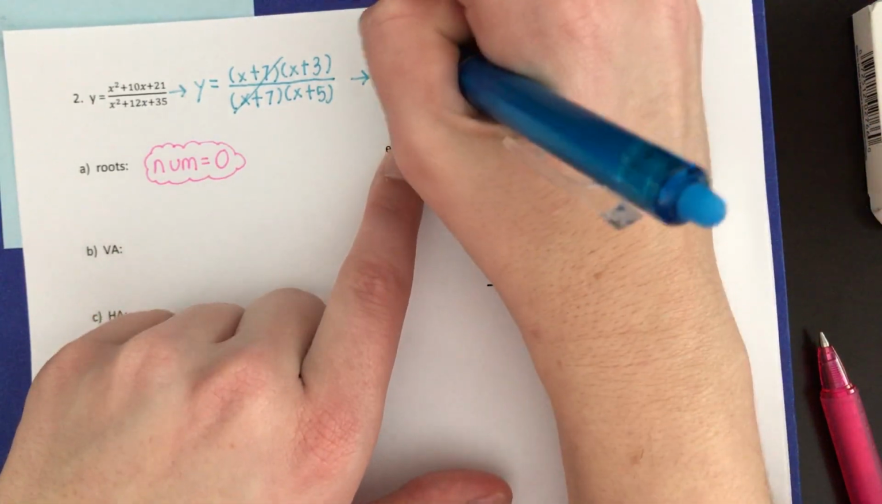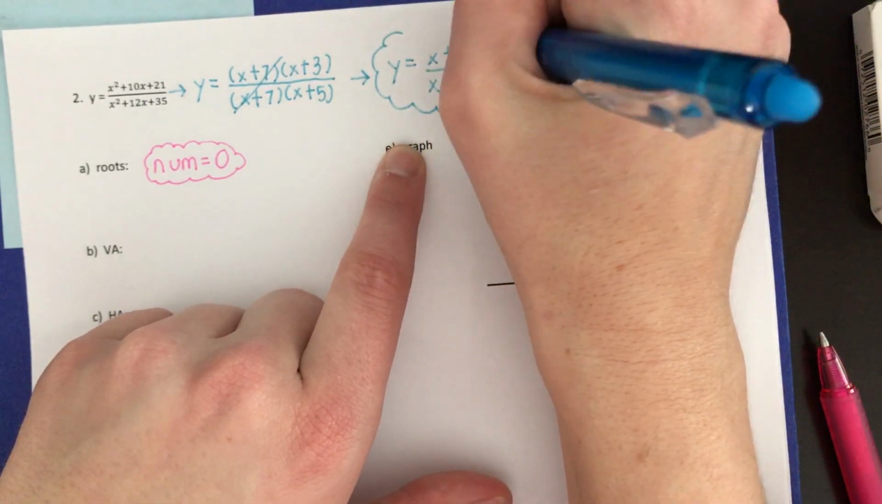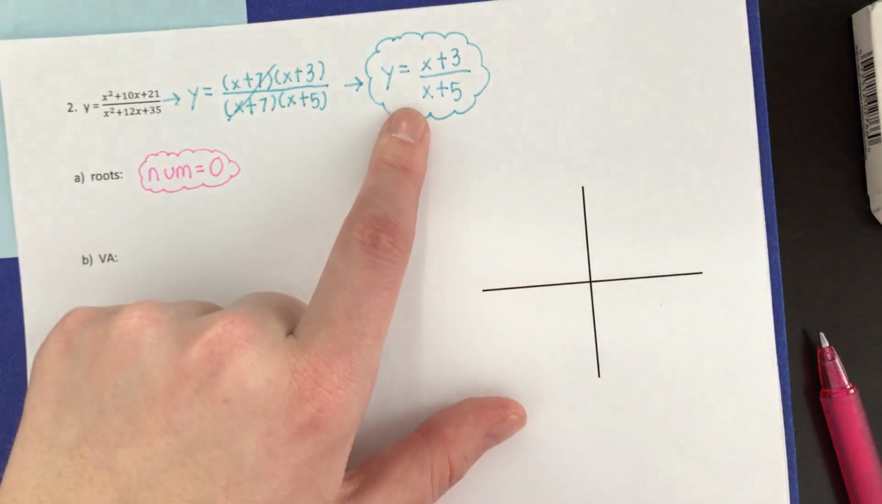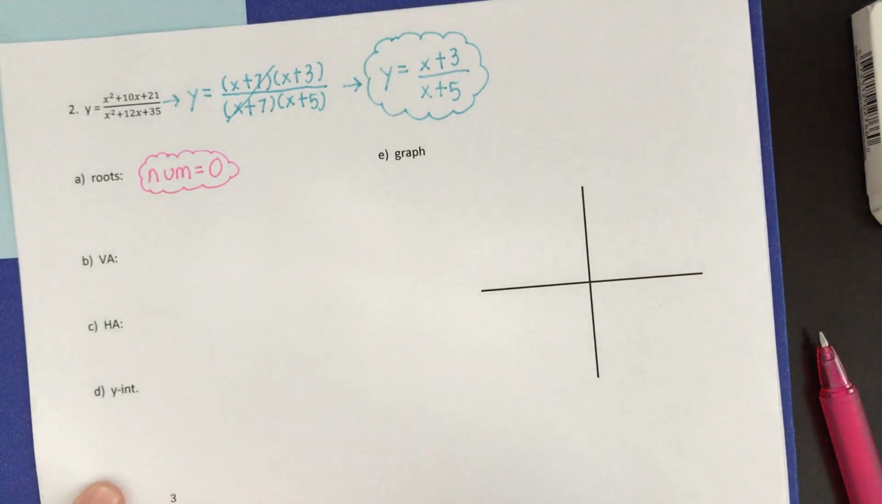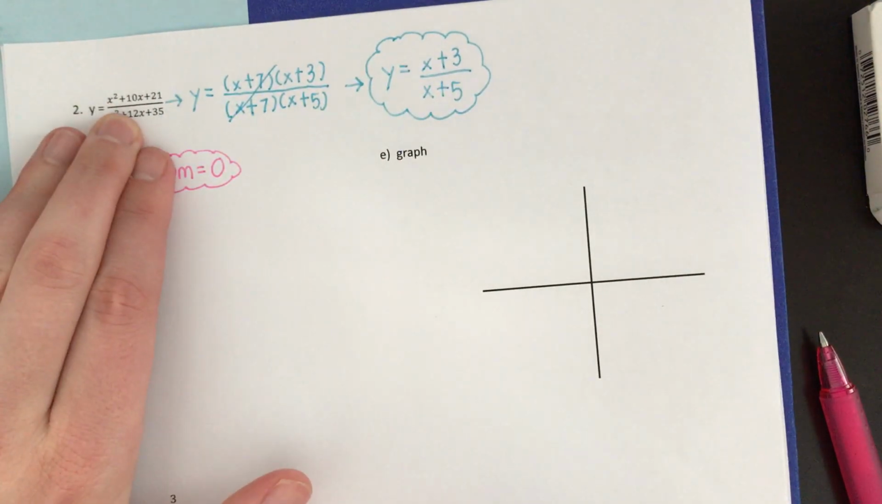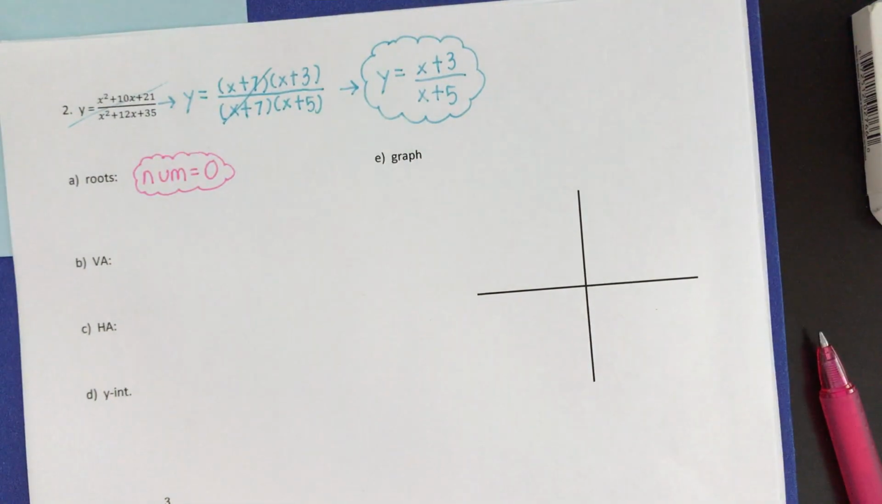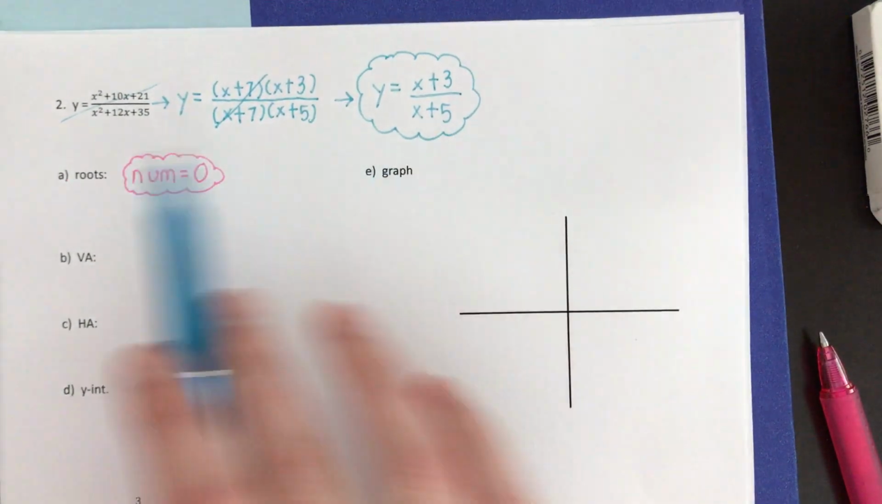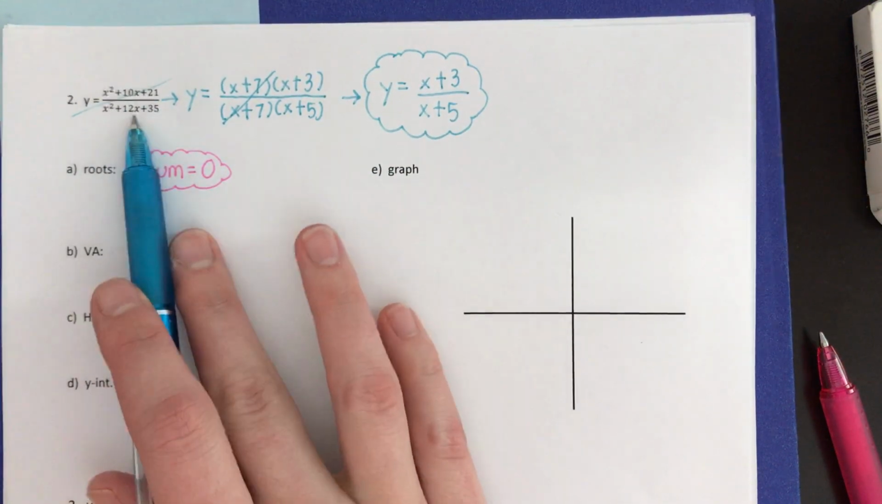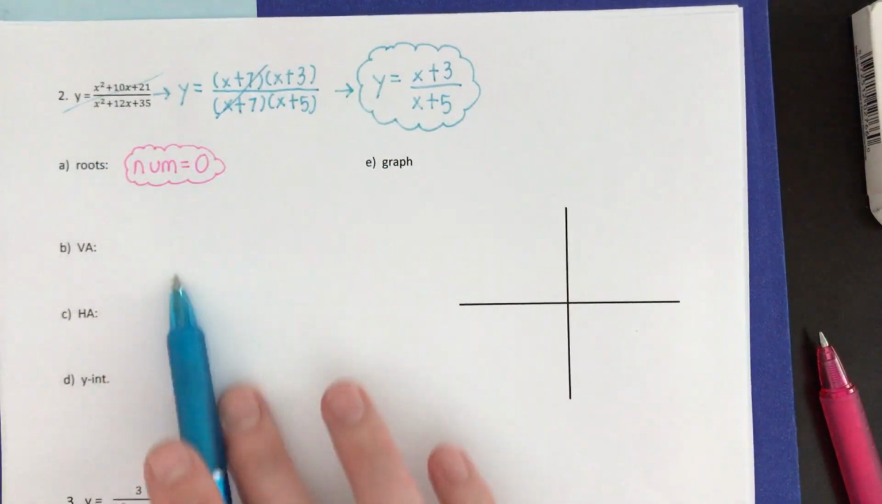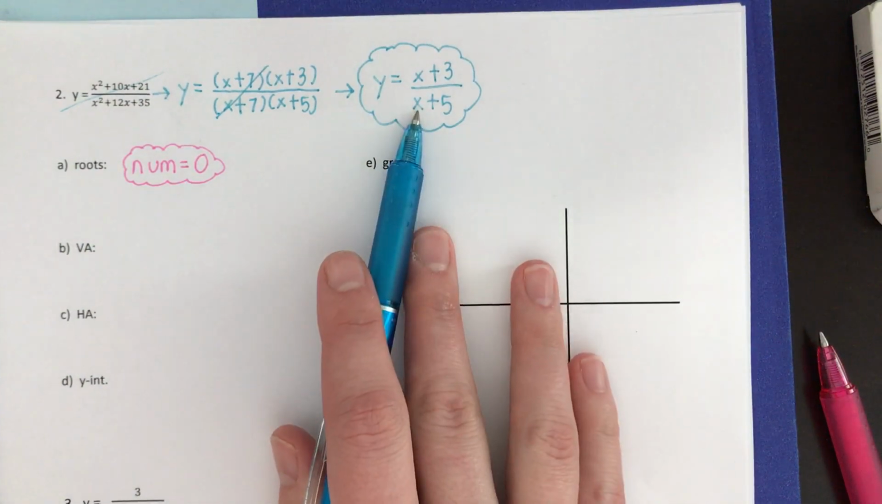That's what's left. Y'all, I'm bubbling this because I just want you to understand this is what we're using to find all this information. We're not going back to this. We're done with that, so I'm going to kind of cross it out lightly. If you plugged it in the calculator because you wanted to see the graph, yes, you'd use this. But to find all this information, we're going to use this.